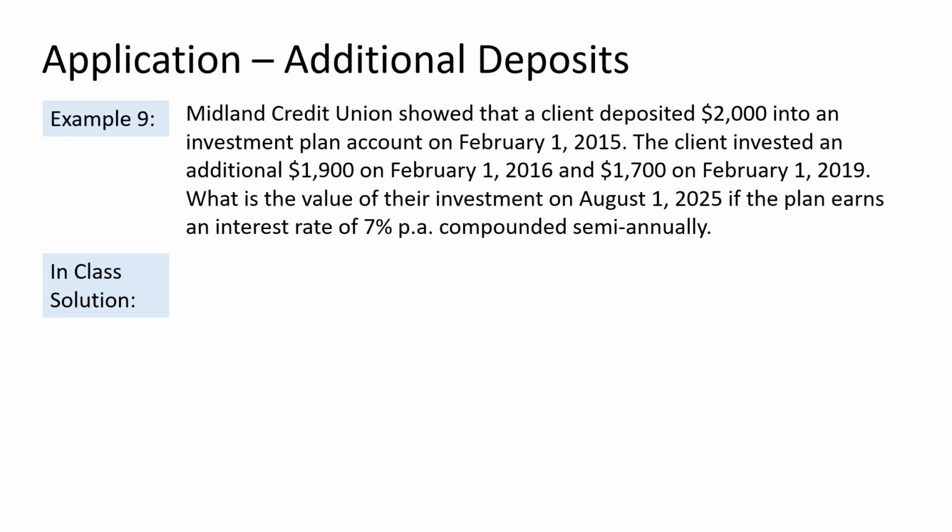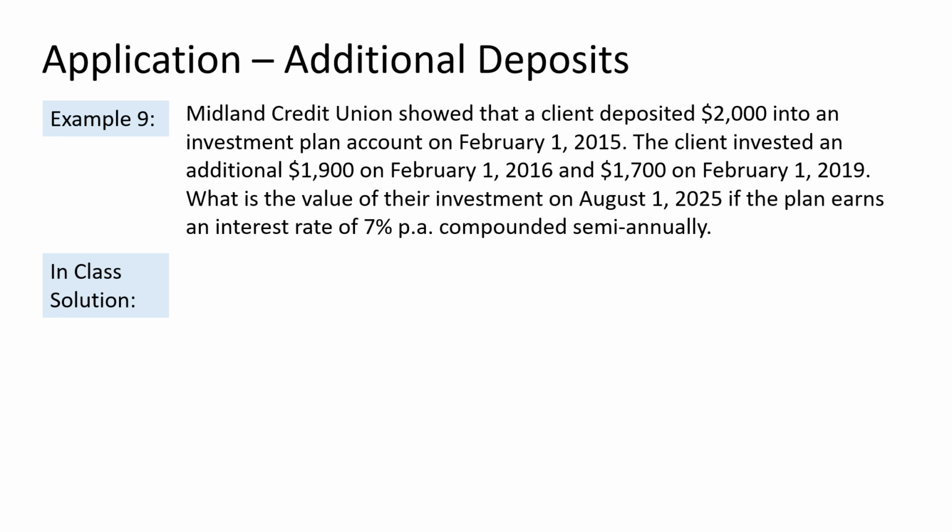Okay, so let's look at our example here. Midland Credit Union showed that a client deposited $2,000 into an investment plan account on February 1st, 2015. The client invested an additional $1,900 on February 1st, 2016, and $1,700 on February 1st, 2019. What is the value of their investment on August 1st, 2025, if the plan earns an interest rate of 7% per annum, compounded semi-annually? So you're going to see that we have to do more calculations here.